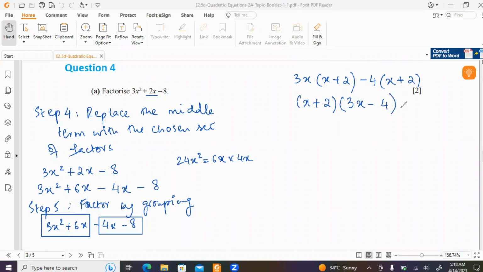Now in our question, they were saying factorize. So this is where we stop. This is the factorized answer. If they were asking us to solve it, then we would put the brackets equal to 0 and find the answer.